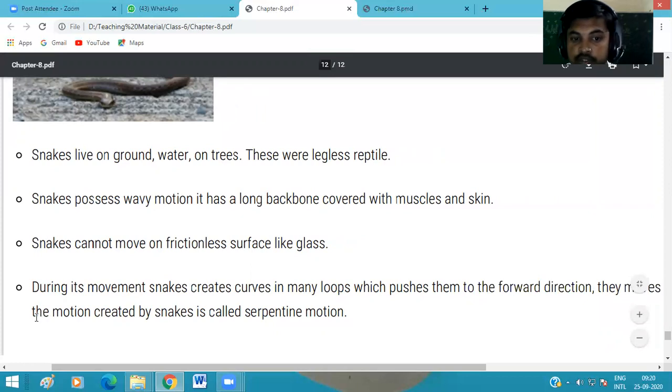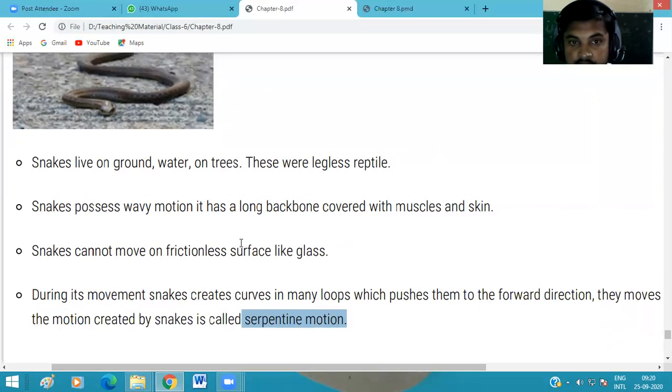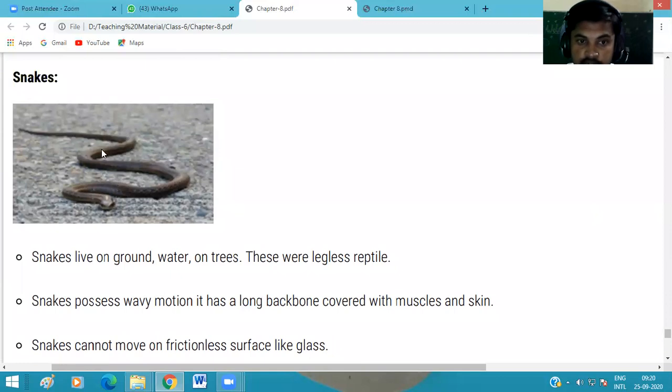This type of motion created by a snake is called serpentine motion. By these loops they can move in the forward direction, and on its lower surface some rings are created and they are moving continuously, also in the forward direction.